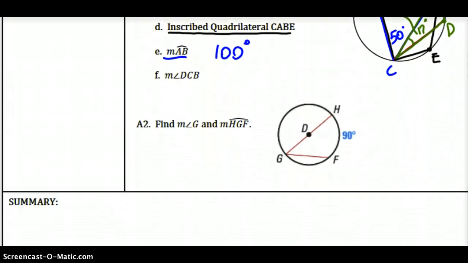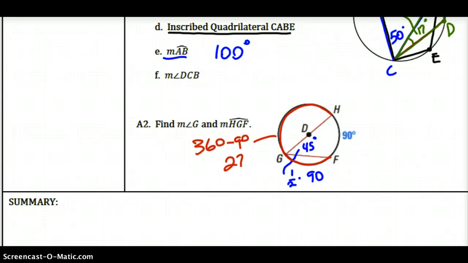Okay, a typical problem here is A2: find the measure of angle G. So here's the inscribed angle. This will be 1/2 of 90 degrees, 45 degrees. The measure of arc HGF is going to be 360 minus that 90, 270 degrees. So that's that. And the measure of angle G was 45 degrees.